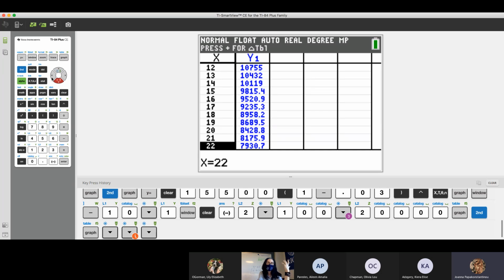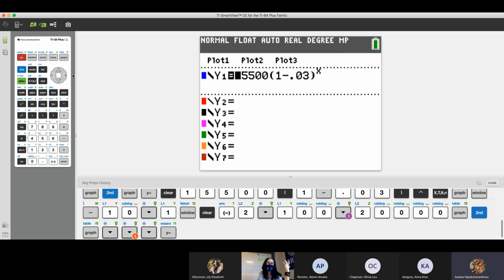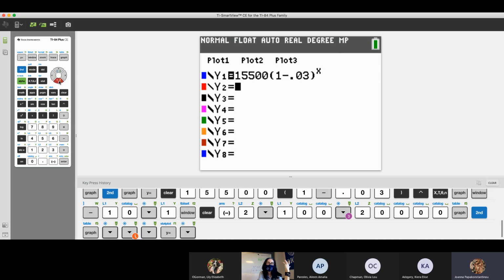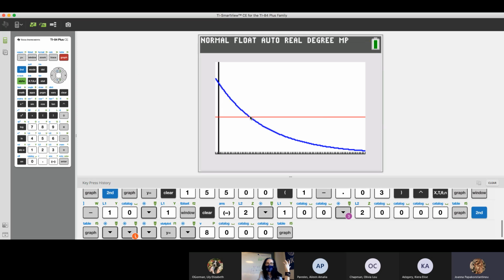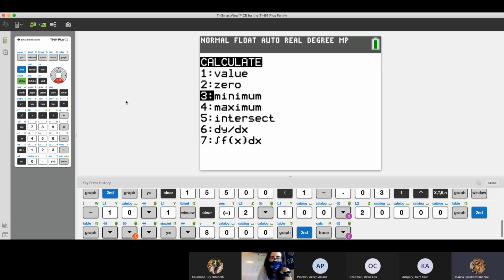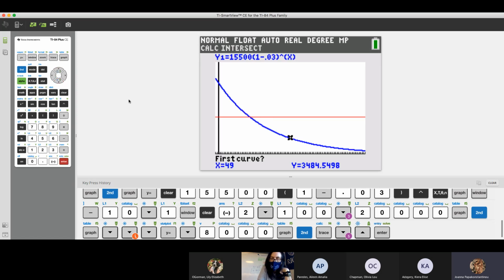If I wanted to know the exact value, I could go back here and I could also graph y equals 8,000. Because if I graph that, I'm going to see exactly at what point I go below 8,000. So how do I calculate that? I can go to second trace and I can look for the point of intersection. And I can go first curve, second curve, and then it's going to tell me exactly when that happens. Do you see that?